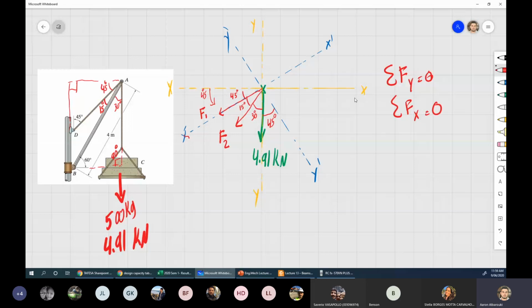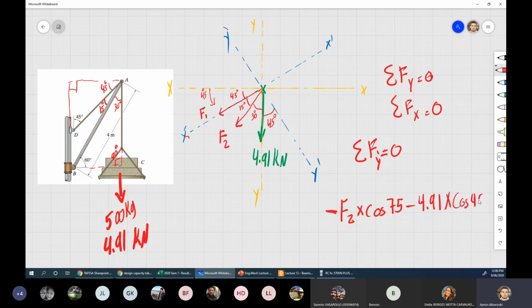Now by doing this, I can easily say sigma Fy dash equals 0. Look at it, this is completely gone. F1 will be 0 on the Y. The only one thing I've got is F2 by cosine 75, or I can say sine 15, whichever is easier for you. That's acting downward, so negative. What do we have? F2 times cosine 75. That's there. And I've got 4.91 by cosine 45. And the same going negative, the same direction. Negative 4.91 times cosine 45.